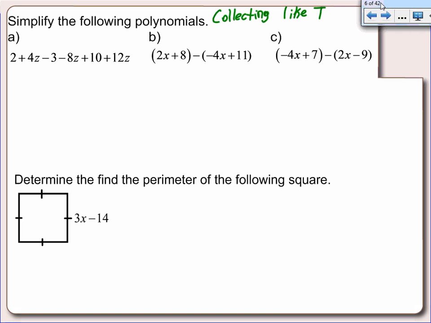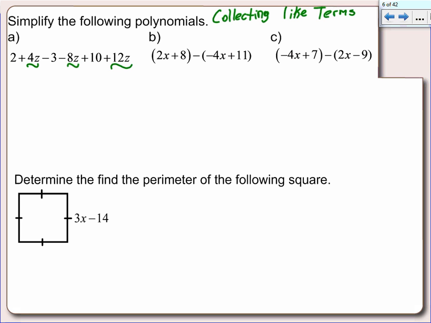So collecting like terms, my saying is always letters go with letters and numbers go with numbers. If you look at this very first example, I'm going to look for all the letters that are the same. So we have some z's here, some z's here, and some more z's there. Notice they're all the same letter with all the same exponents. They're all exponent 1. So if you have all the same letters with all the same exponents, you can just add their coefficients. Their coefficients are the numbers in front of them.